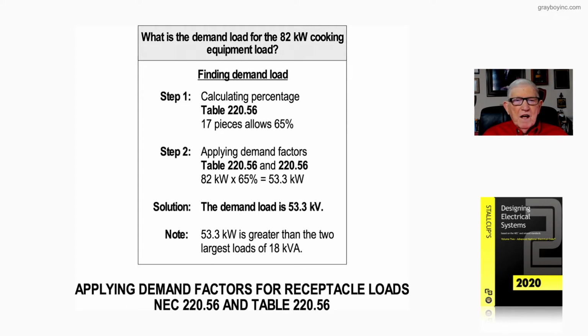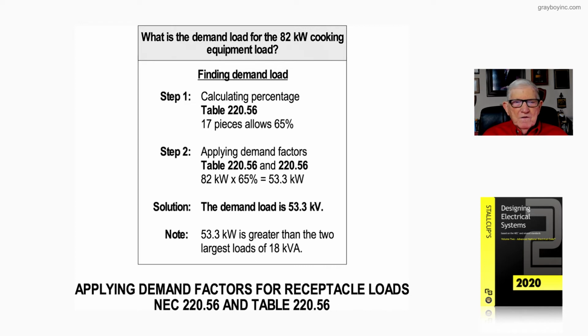It allows a 65% demand rate. So if there were 16, that still would fall with the 17 pieces there. So the application of the demand factors, 220.56, our table and section 220.56: 82 times 65%, the load is 53.3 kW. So in the solution, the demand load is 53.3 kW, with a note.